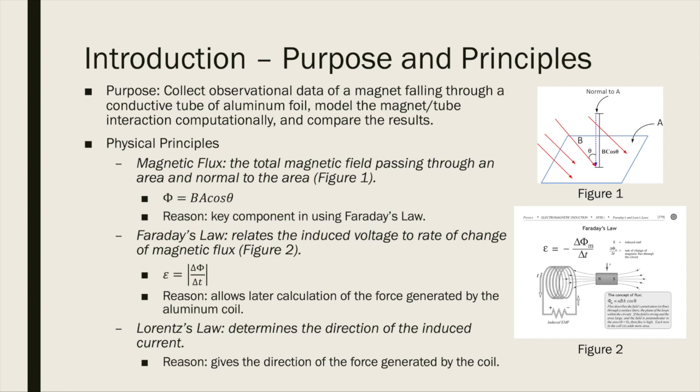Physical principles of the lab include magnetic flux, which describes the total magnetic field passing through an area and normal to the area. The reason to use this is that it's a key component in using Faraday's law. Next, there's Faraday's law, which relates the induced voltage to the rate of change of magnetic flux. We include this because it allows later calculation of the force generated by the aluminum foil.